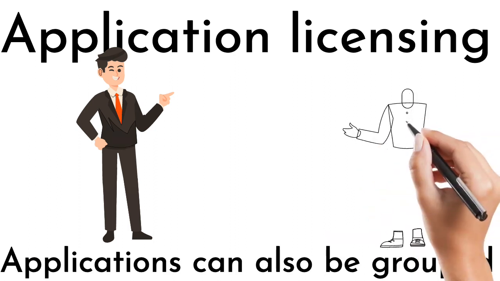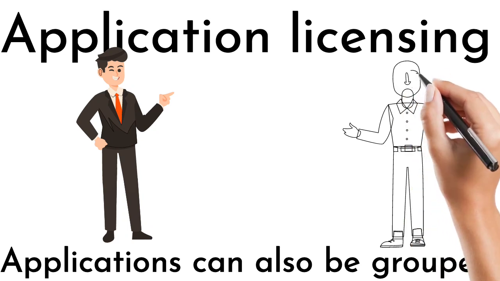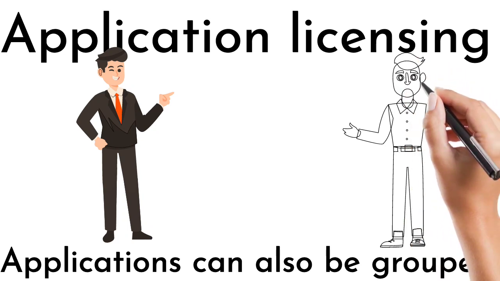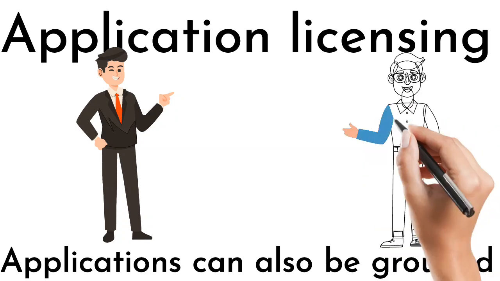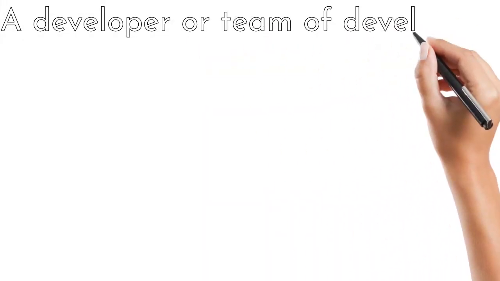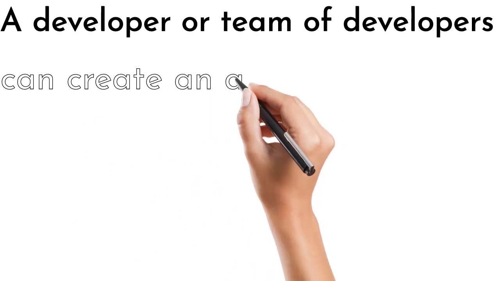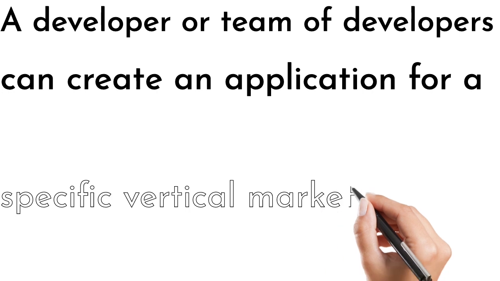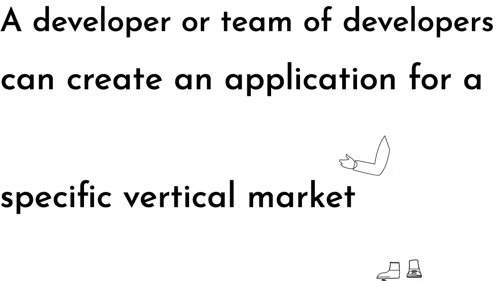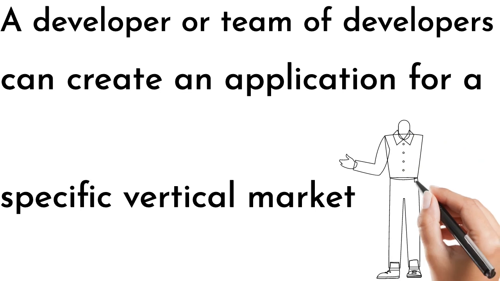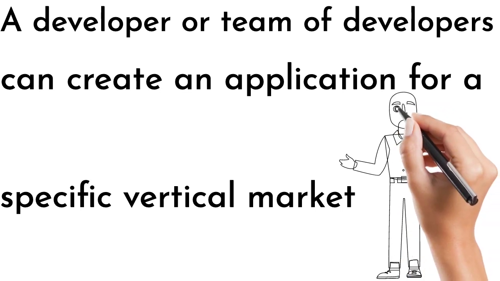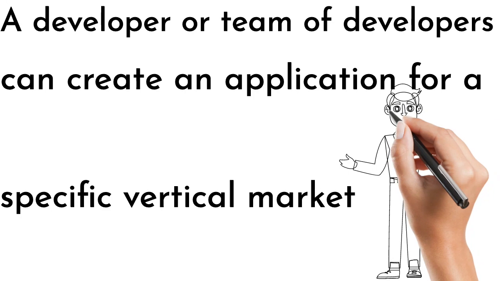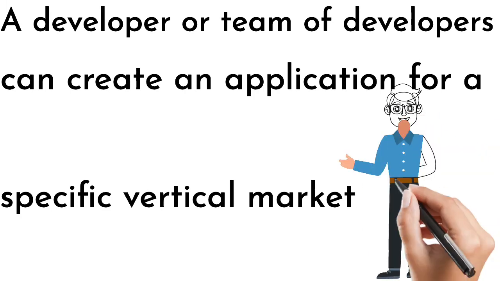Open source applications such as WordPress provide the source code for end users and developers to use and modify. Software companies and individual developers typically make open source applications freely available under a general public license such as GNU. A developer or a team of developers can create an application for a specific vertical market. A vertical application typically serves a specific industry or department's needs, such as a medical billing system. By contrast, a horizontal application such as a word processor or web browser applies to a wide range of industries.